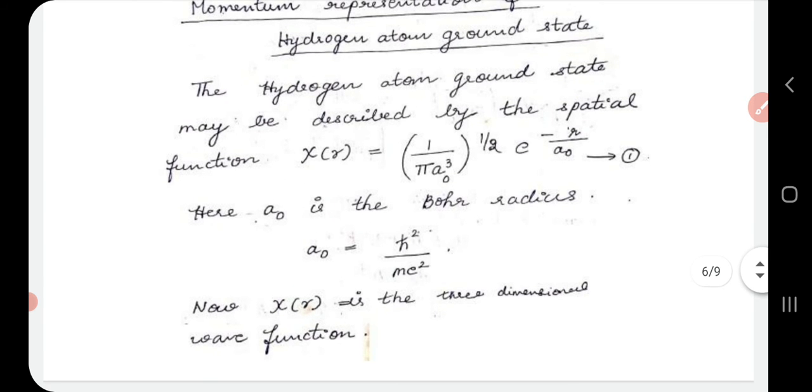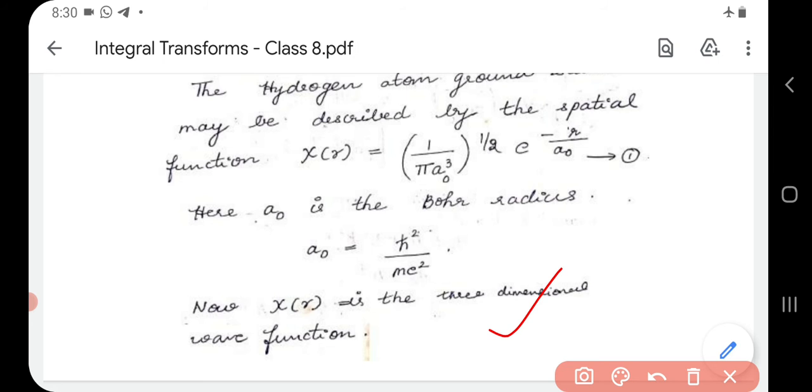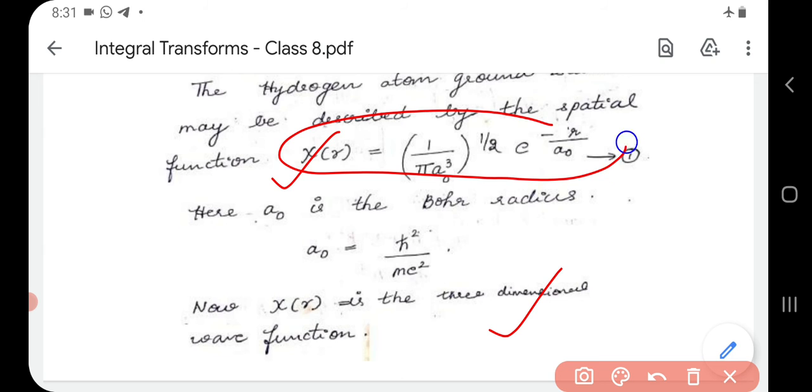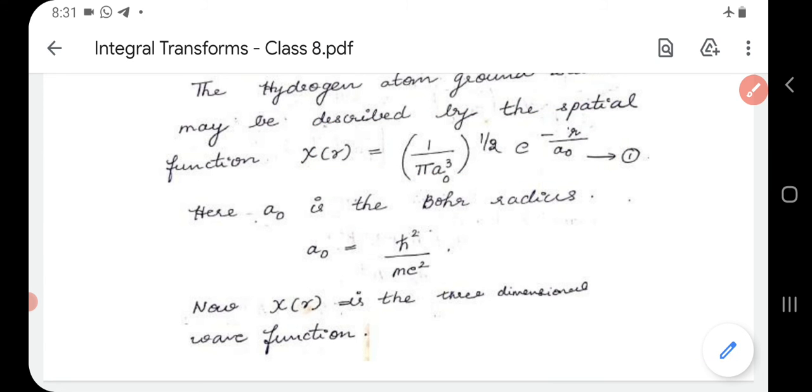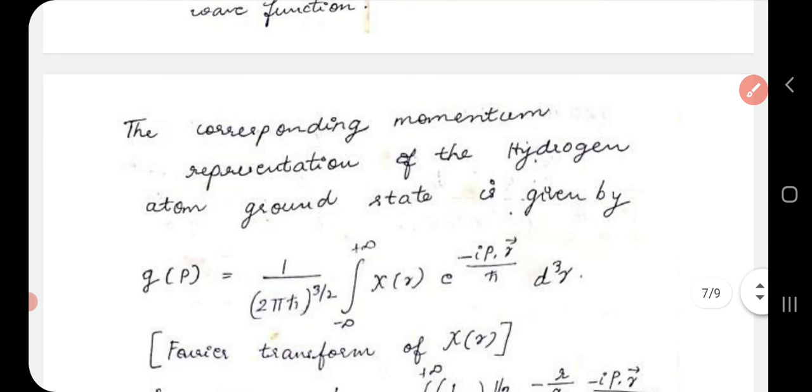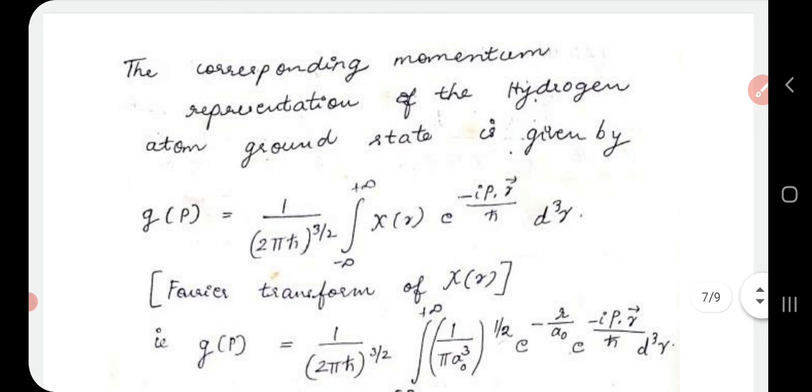Now let chi of r be the 3-dimensional wave function of the hydrogen atom in the ground state, and it is given by this expression. This expression you have to study: 1 by pi a0 cube, whole raised to half, e raised to minus r by a0. a0, you know, is the Bohr radius given by h cut square by m e square. m is the mass of the electron, e is the charge of the electron. Now the corresponding momentum representation of the hydrogen atom in the ground state will be this one.